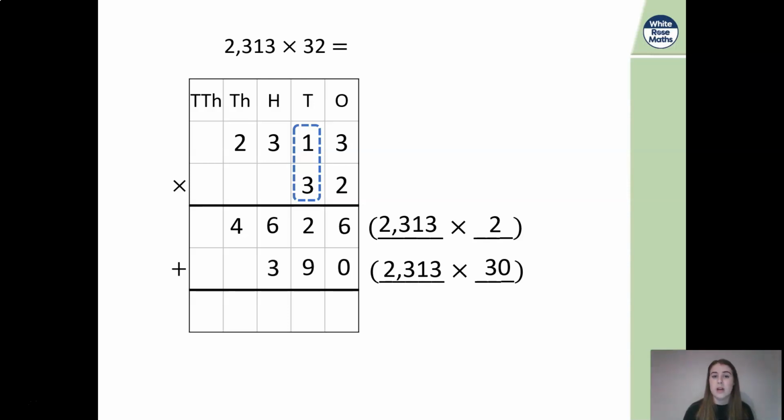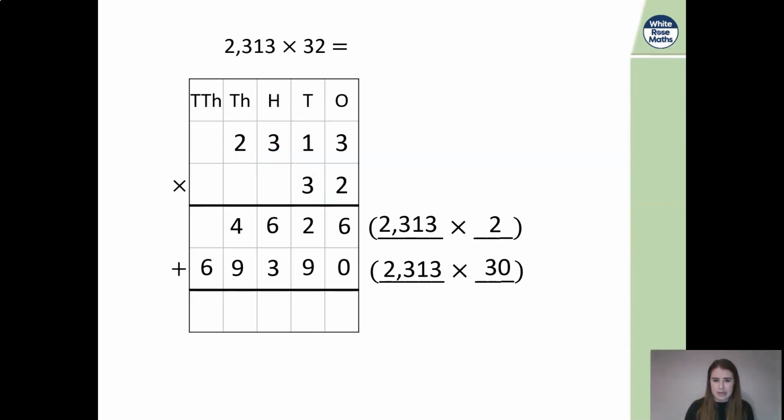That's going to give us 300. Then we're going to do 3 multiplied by 3, so 3 tens times 300. That's going to give us 9,000. And here we're going to do 2 lots of 3, so 2,000 lots of 3 tens is going to give us 60,000, so 6. All we need to do now is add them together.